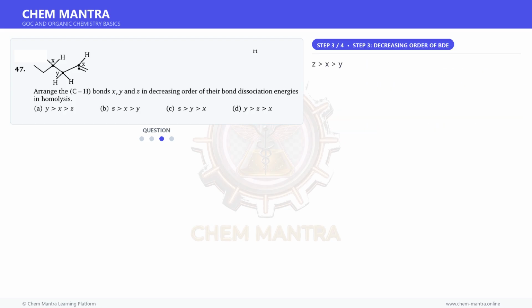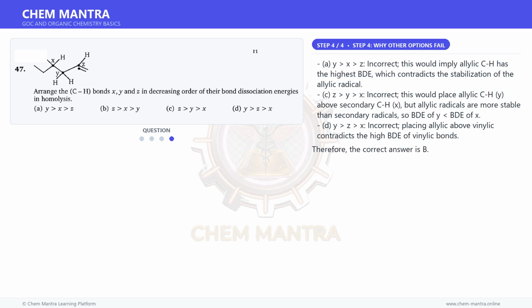Moving on to the next step. Z > X > Y. And for the final step: A. Y > X > Z, incorrect. This would imply allylic CH has the highest BDE, which contradicts the stabilization of the allylic radical.